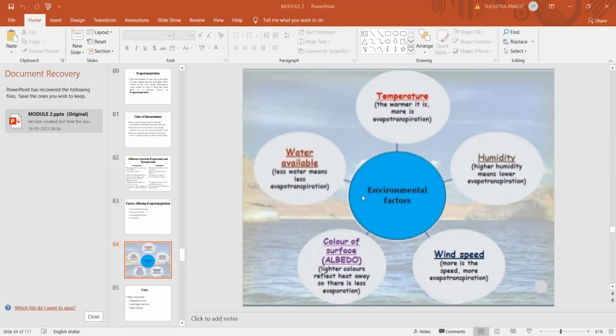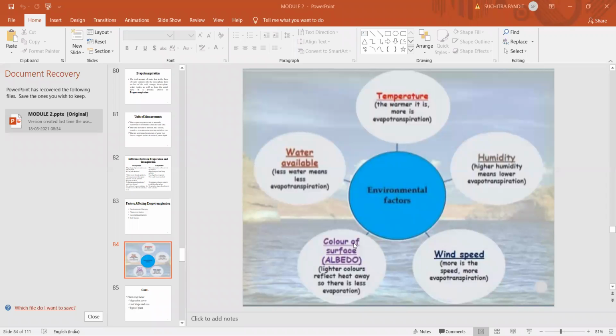Now you can see this figure. What are the environmental factors? Temperature: the warmer the temperature, the more the evapotranspiration. Humidity: higher humidity means lower evapotranspiration, especially in coastal areas, where you have more humidity, hence the evaporation will be less. Whereas in arid areas, the temperature is high, hence the evapotranspiration is more. And also the wind speed: the more the speed, the more evapotranspiration.